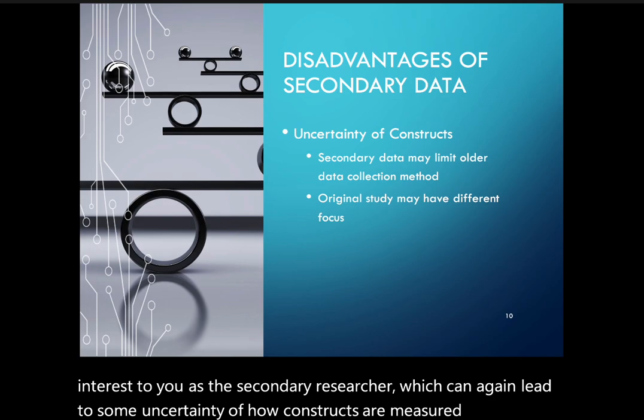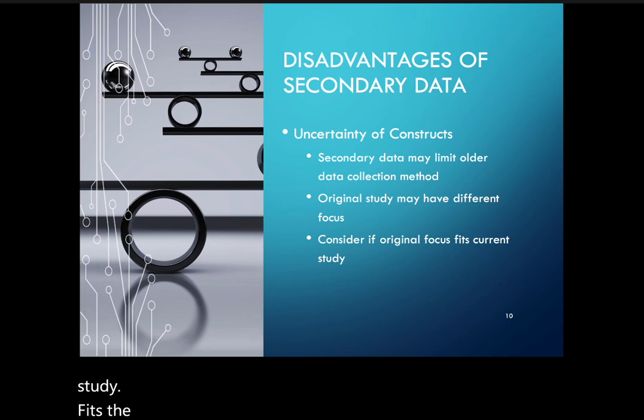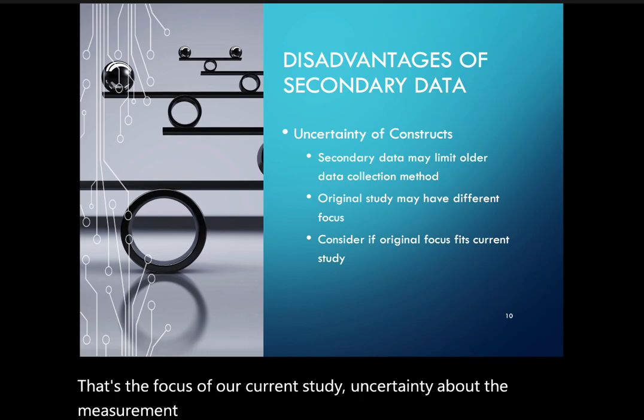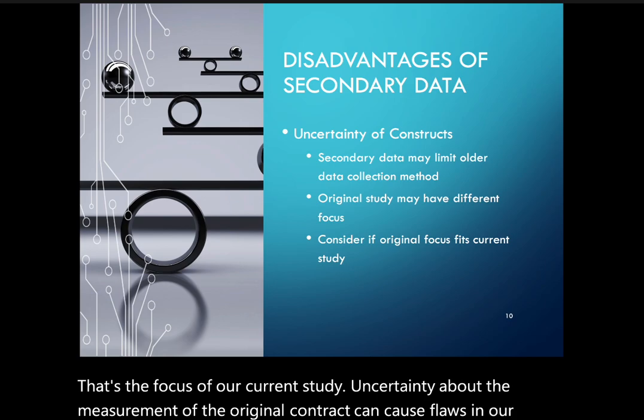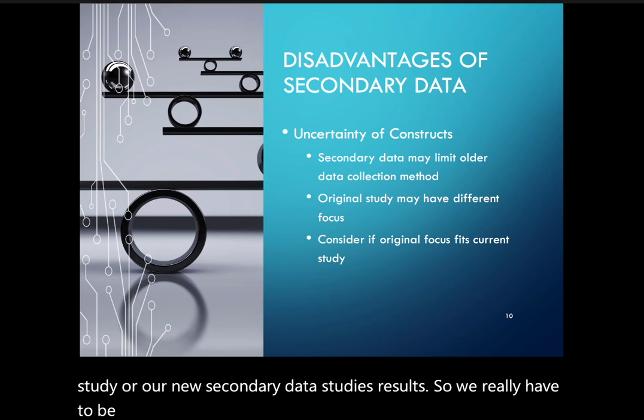As researchers, we must consider whether the original construct of a study fits the focus of our current study. Uncertainty about the measurement of the original construct can cause flaws in our new secondary data study's results. So we really have to be critical and look for that information if we want to conduct secondary data research.